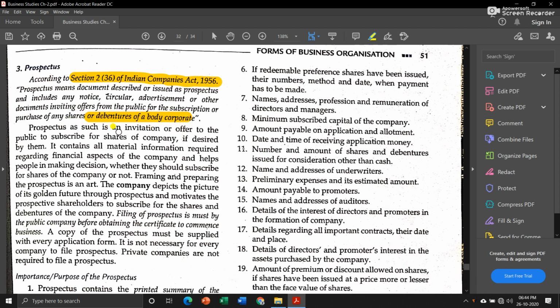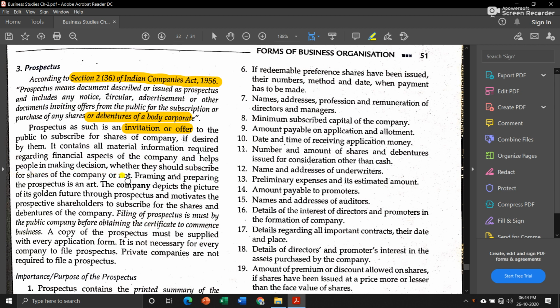Now the prospectus is considered an invitation or offer. Means through issuing a prospectus, a company is giving an invitation or offering to the general public, whether they want to subscribe or purchase shares of the company. It contains all material information required regarding the financial aspects of the company and helps people in making decisions whether they should subscribe for shares of the company or not.